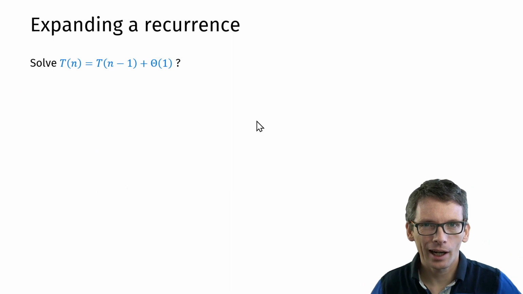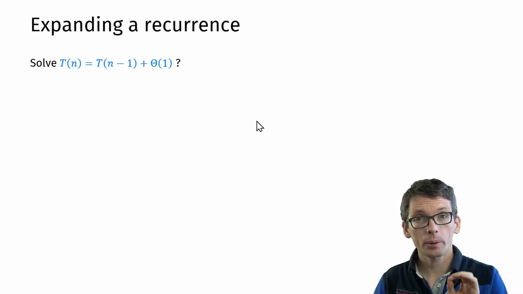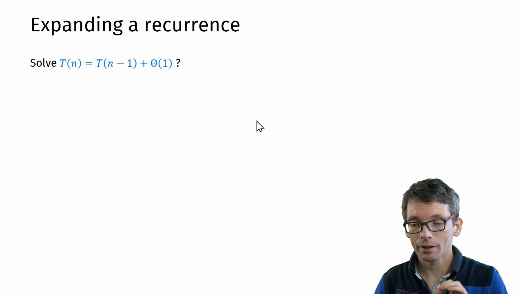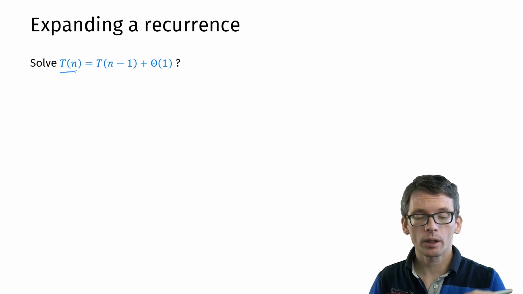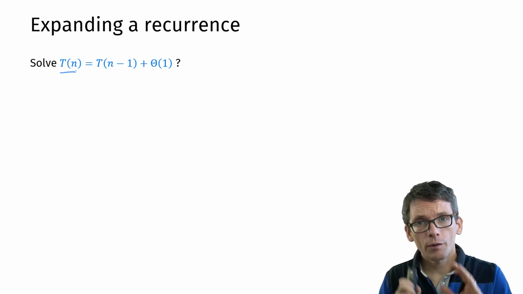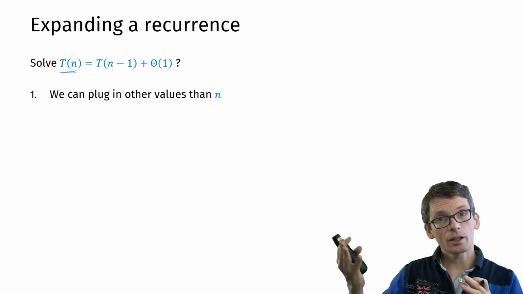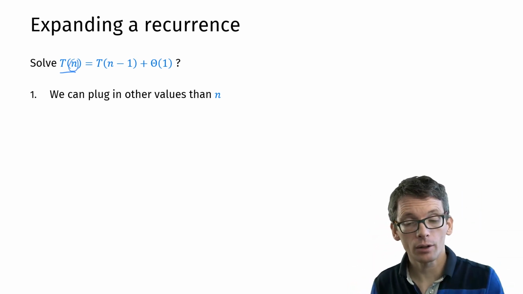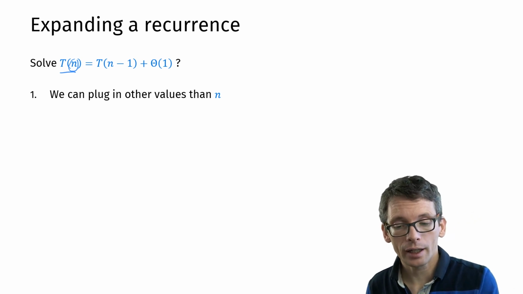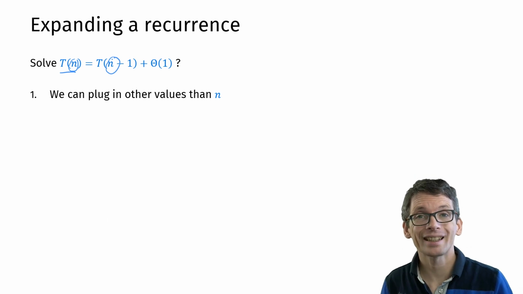Now, let's have a look at what it means to expand a recurrence by the example of the recurrence of the running time of n factorial. So that was this recurrence: T of n is T of n minus 1 plus theta of 1. First of all, observe that we can plug in other values than n into this recurrence. Instead of this n here, I can put in other values, and then I just have to replace this n by whatever I plugged in on the left-hand side.